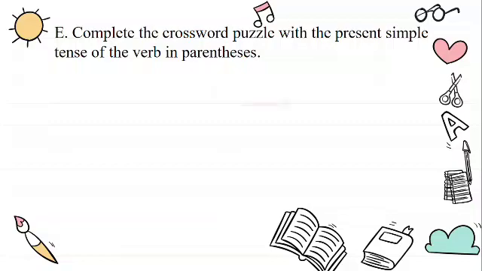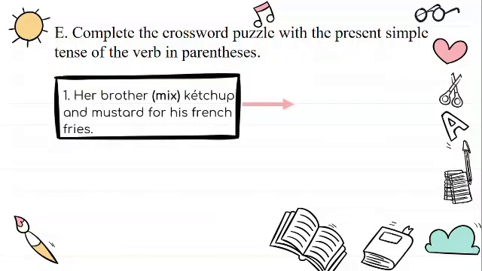Okay, in the number 1 we have the sentence. It says, her brother mixed ketchup and mustard for his French fries. Ok, si se fijan en su libro, tenemos ahí en el cuadro de abajo que dice down. Ok, ahí tenemos the number 1. Y es la misma oración que yo les tengo aquí. Her brother mixed ketchup and mustard for his French fries. Ok, tenemos que pensar cómo quedaría el verbo que está entre paréntesis para poder resolver nuestro puzzle.